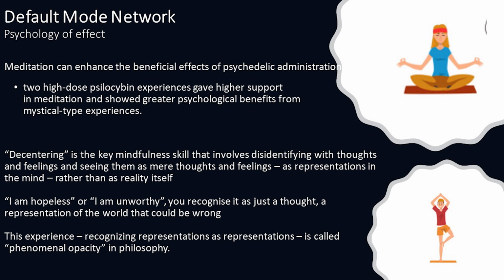So this concept of decentering is the key mindfulness skill that involves disidentifying with thoughts and feelings and seeing them as mere thoughts and feelings, as representations in the mind rather than as a reality itself. So the thoughts of I am hopeless, I am unworthy, they recognize it as just a thought, a representation of the world that could be wrong. In this experience, recognizing representations as representations is called phenomenal opacity in philosophy.